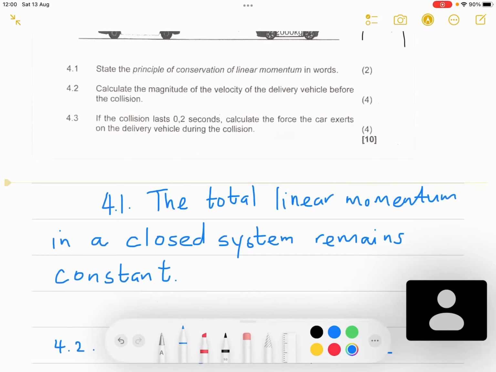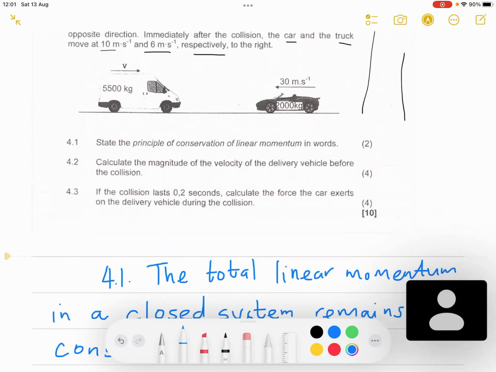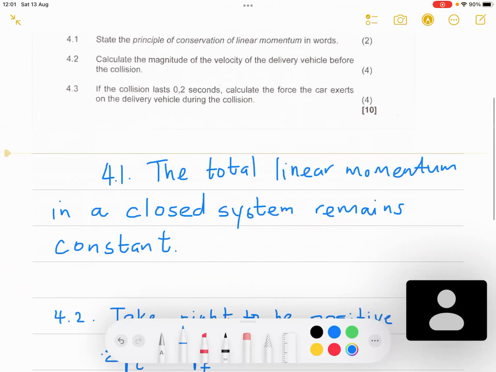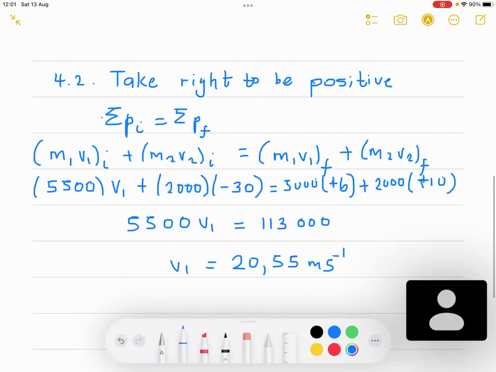The next question is, if the collision lasts 0.2 seconds, calculate the force the car exerts on the delivery vehicle during the collision. In these examples you can see what's happening. Initially they are approaching each other, then there's a collision, and afterwards they both move to the right. When you know the initial direction, the collision and the final direction, you will know what direction the force acted on the object. But let's see, the collision is 0.2 seconds.